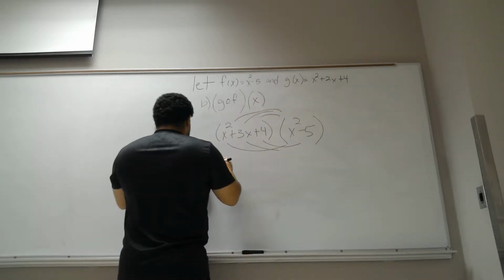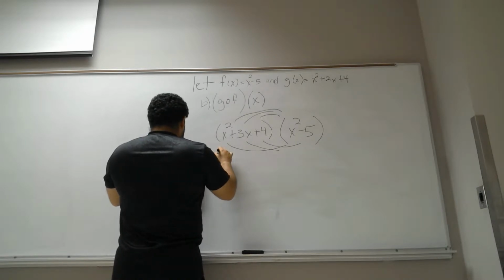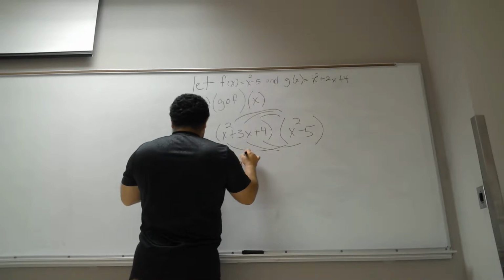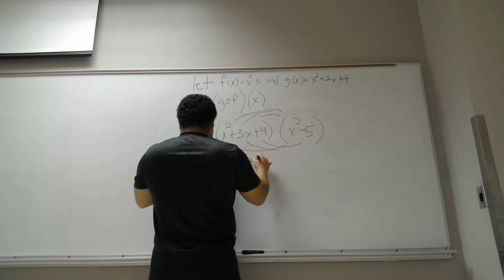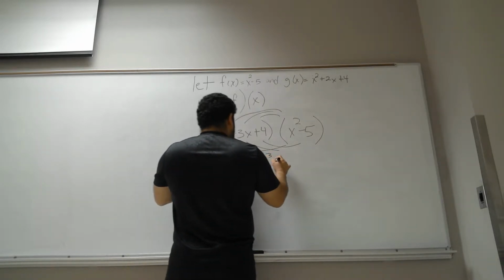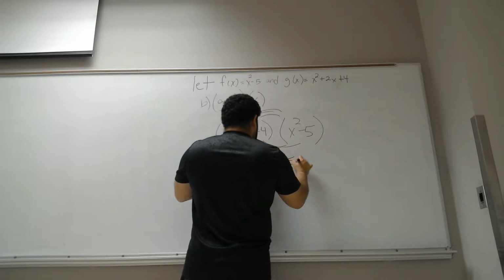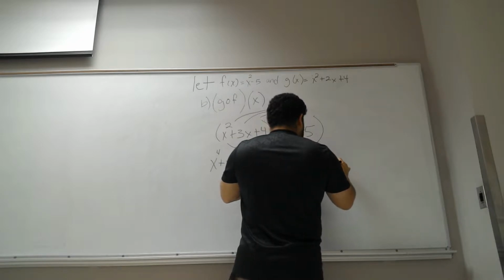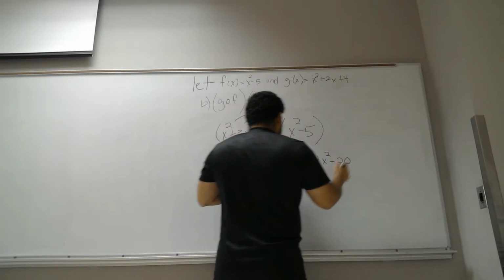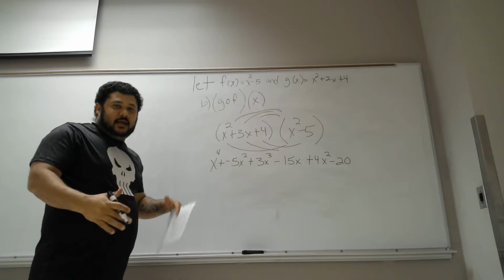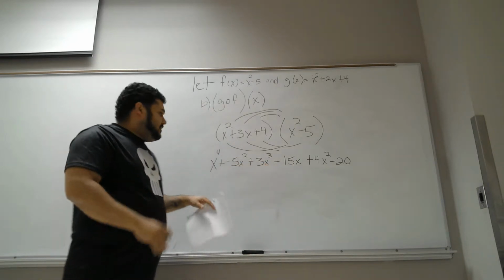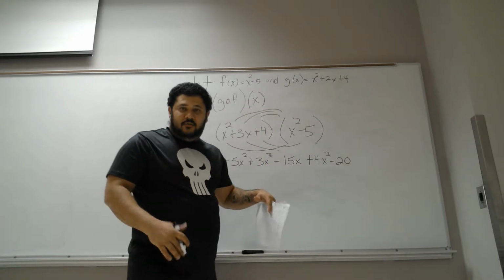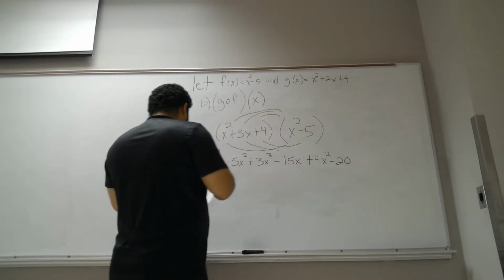We're going to end up on the bottom with x to the 4th plus negative 5x squared plus 3x cubed minus 15x plus 4x squared minus 20. But it seems like it's out of order, it looks all messed up, so we're just going to go ahead and solve it, putting them all back in order, how they should be.